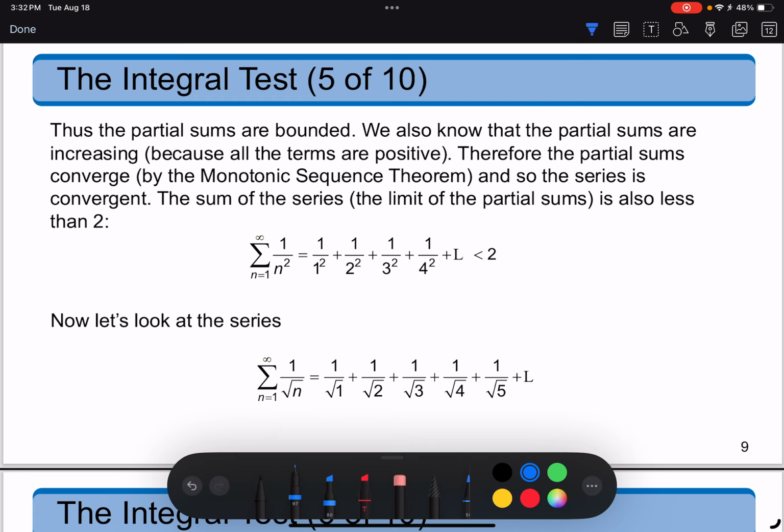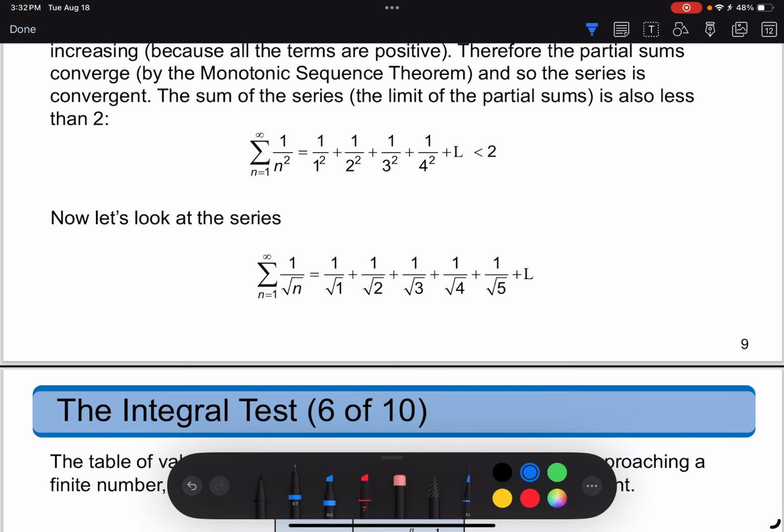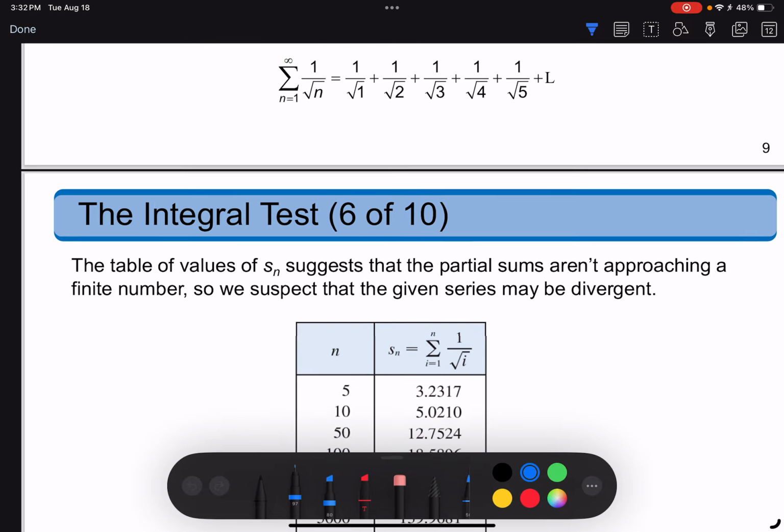So now, let's look at another series, 1 over square root of n. So this would be 1 over square root of 1 plus 1 over square root of 2 plus 1 over square root of 3 and so on.